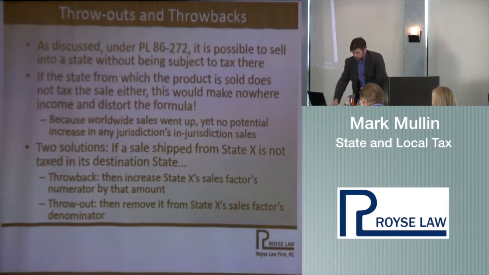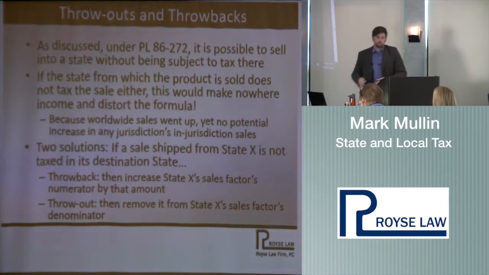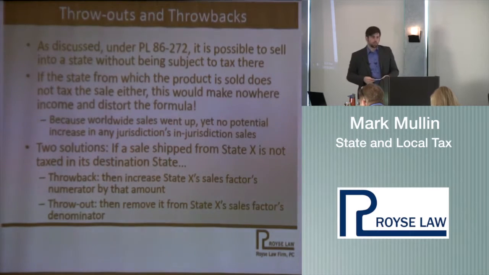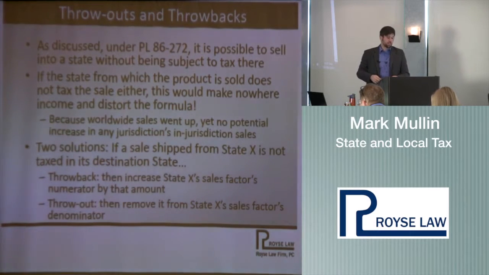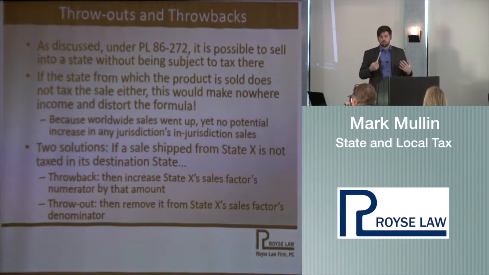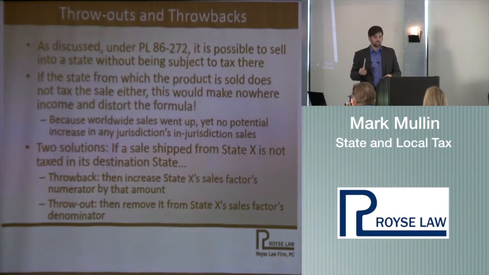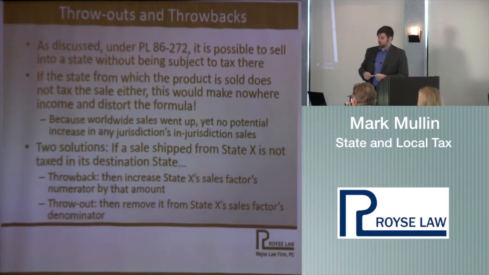So that's the basic ideas. It's sort of a rough and ready approach. There are some abuses that those formulas are adjusted for, certain kinds of tricks that you might try to pull. Under Public Law 86-272, for instance, it's possible to sell into a state without being subject to tax there. Now, if you're selling that product from a state that also isn't taxing the sale, you've created nowhere income for state income tax purposes. Neither state is taxing the income, and what this does is that this messes up the formula.